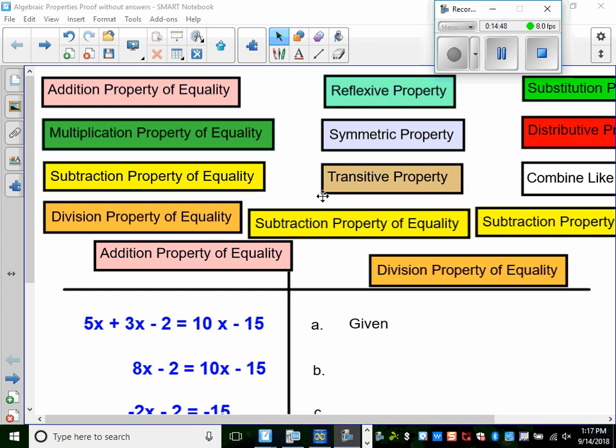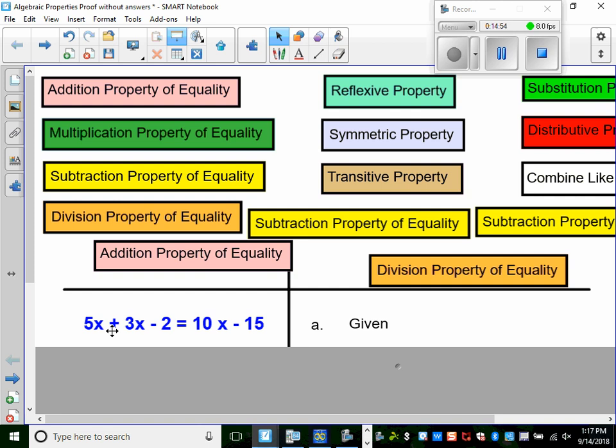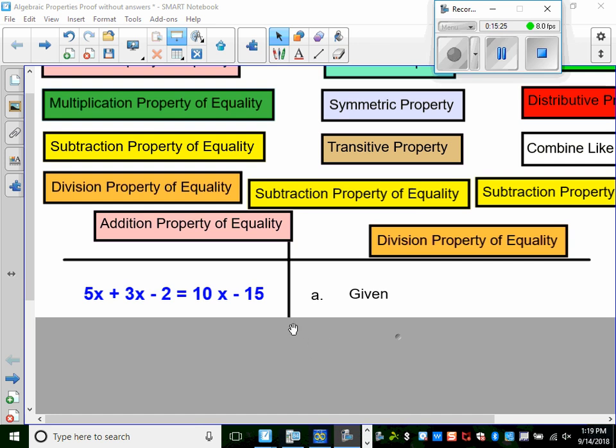All right, so in your spiral notebook, we're only going to do one at a time. So I want you to write down 5x plus 3x minus 2 equals 10x minus 15. Given means that's the problem. Okay, so that's what we're given. So write down that equation, and then we're going to take it step by step and find out what property justifies each step. I can assure you, you will have one of these on your quiz and on the unit test.